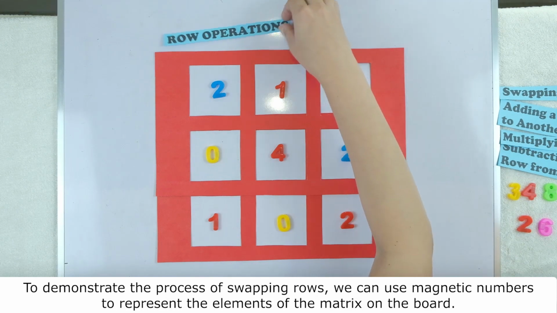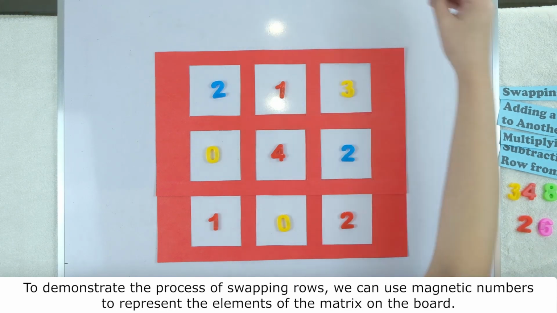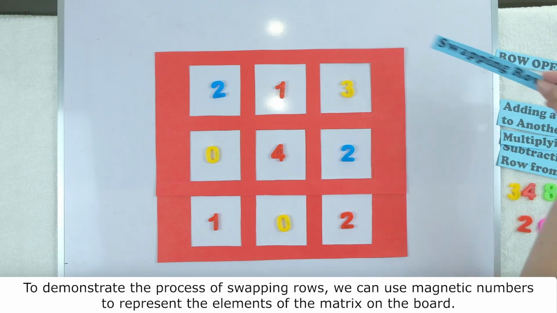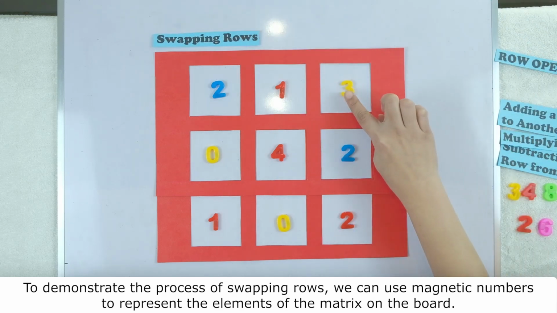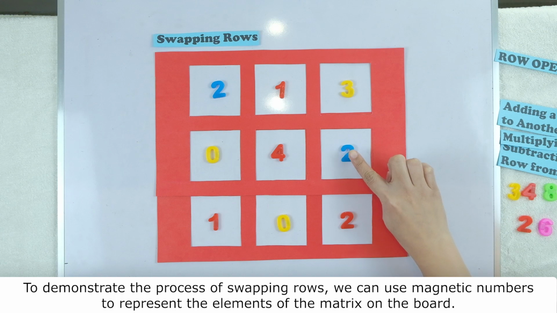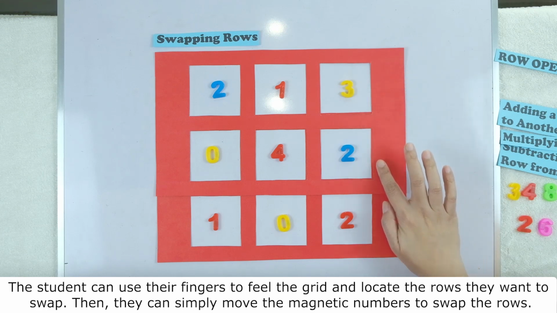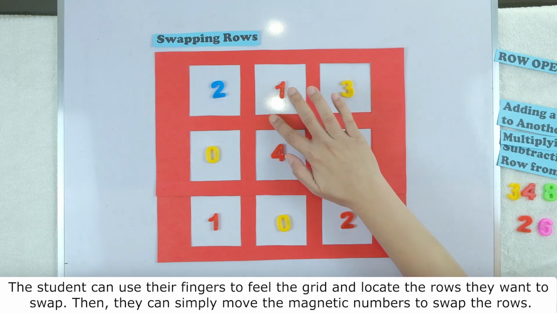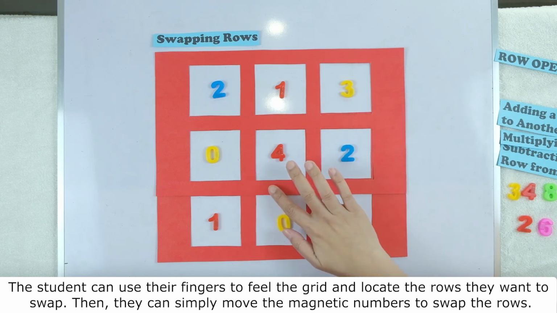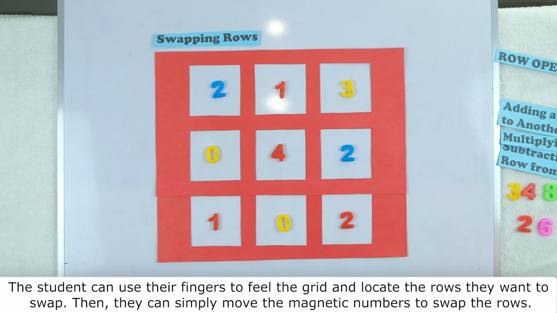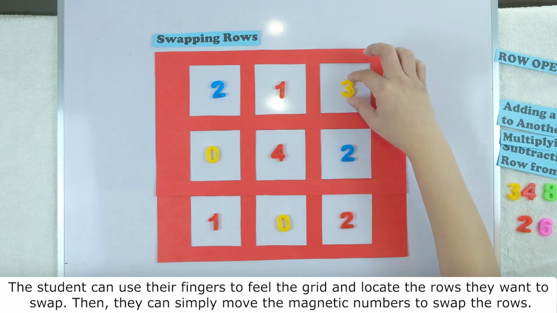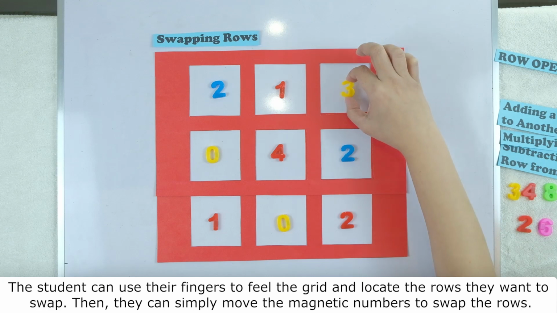To demonstrate the process of swapping rows, we can use magnetic numbers to represent the elements of the matrix on the board. The students can use their fingers to feel the grid and locate the rows they want to swap. Then they can simply move the magnetic numbers to swap the rows.